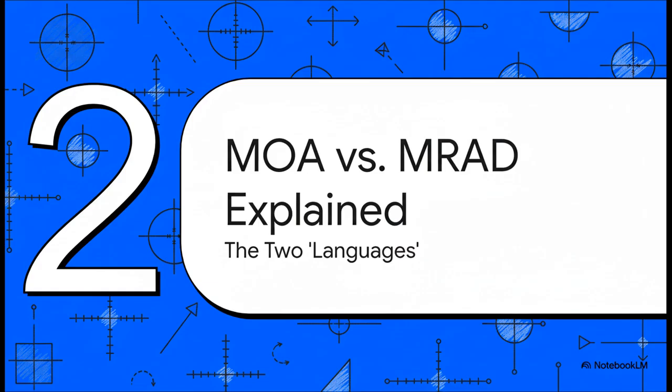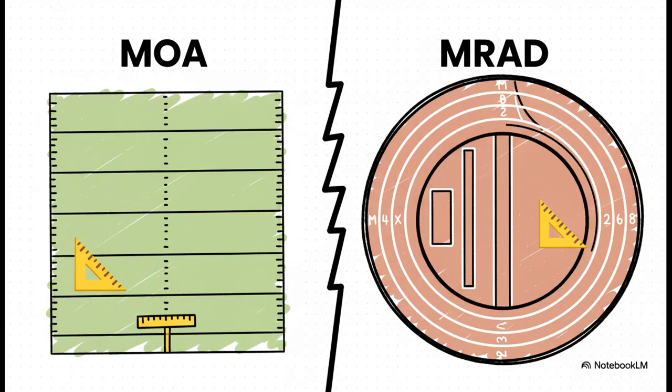You've got minute of angle, or MOA, and milliradian, or MRAD. Probably the easiest way to start wrapping your head around this is to connect each system to the units you already use. If you think in yards and inches, MOA is going to feel really natural. If meters and centimeters are your thing, MRAD will make perfect sense almost instantly.